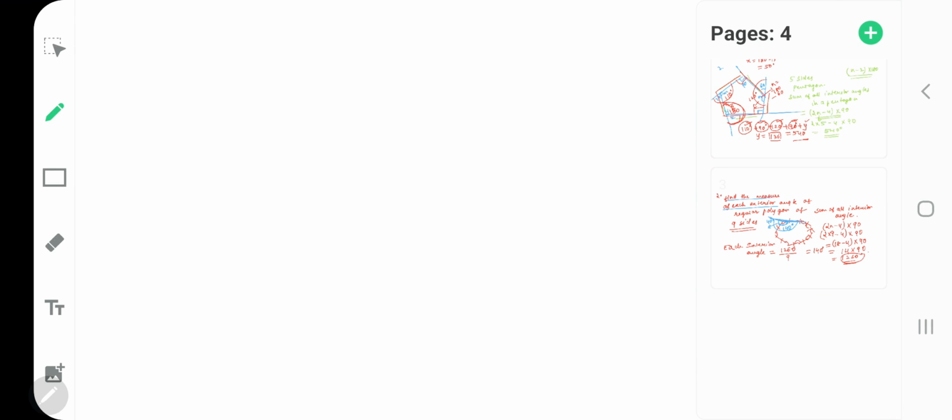Okay, next we have the problem. In that same problem, question number 2, you have one more. A 15-sided polygon is given to you and you have to find the measure of each exterior angle. Similar process: first you have to find the sum of all the interior angles of the 15-sided polygon, and then you have to find each interior angle and then subtract from 180, you will get each exterior angle. Can you do it on your own? Yes.